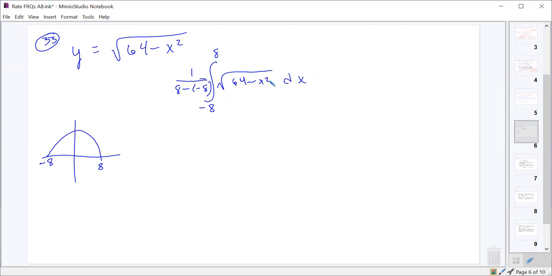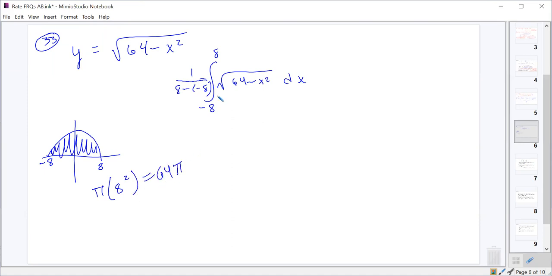But this function is one that you are going to have difficulty integrating on your own. So we have to think about, what does an integral mean? Well, an integral just means the area under the curve. Well, what's the area underneath this curve? It's pi times the radius squared.